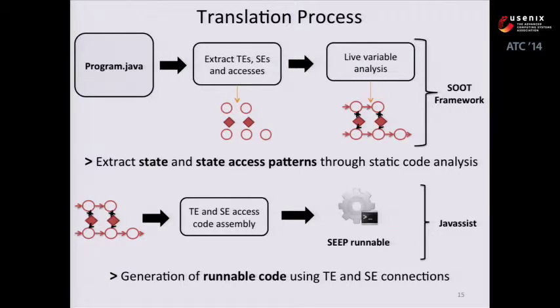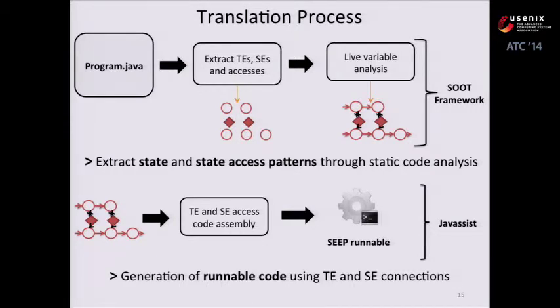In the first one, we statically analyze that Java program. And what we do is we detect the state and the state accesses. The idea is that by having this information, the state accesses, we can then split the code into the different task elements, basically having all the pieces that we need. There is also the data flows, for which we perform a live variable analysis so that we can understand what's the actual data that has to be streamed across the different task elements.